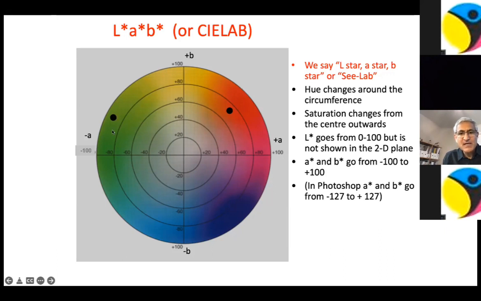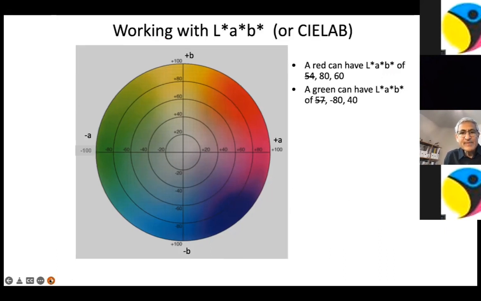Is everybody okay so far? So if we had 80, 60, a red color, the L star is not shown. This is a two-dimensional diagram, so we ignore the 54. And so 80 is 80 along and then 60 up. And so we get 80, 60. For a green, we have minus 80, and then so we get that color there.